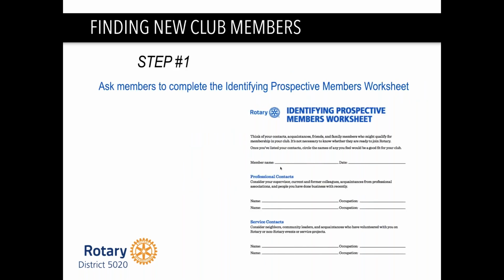So step 1 in this process is to ask members to complete the Identifying Prospective Members worksheet. On that worksheet, you want them to list a couple of professional contacts they may have from professional associations, their own business, other businesses they work with regularly, types of people that would make good members. And then you're also going to have them list a couple of people that they've met, hopefully through a past club service project, that would also make good members.